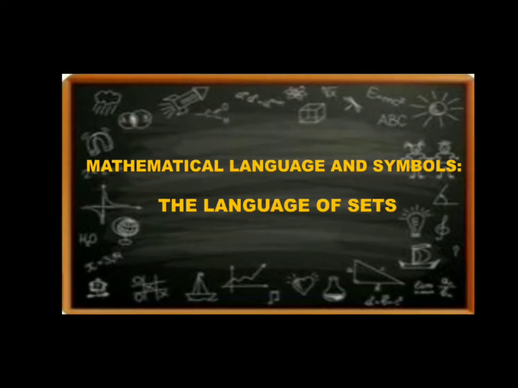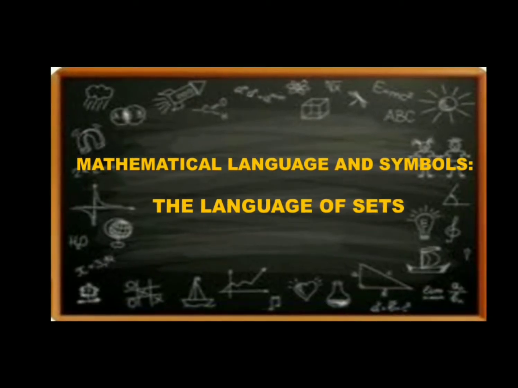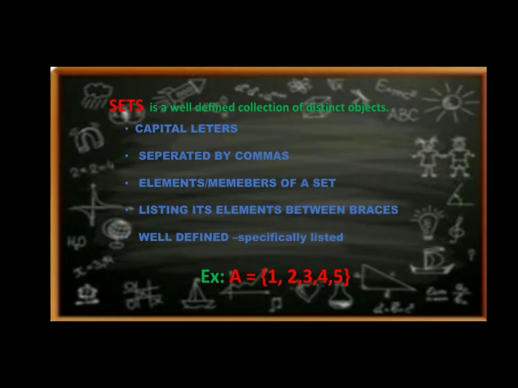In this video, we are going to focus on the mathematical language and symbols, the language of sets. But before that, let's first define the meaning of sets. Mathematically speaking, sets are considered an organized collection of distinct objects. So let's deal with this example. Set A has the elements 1, 2, 3, 4, and 5.